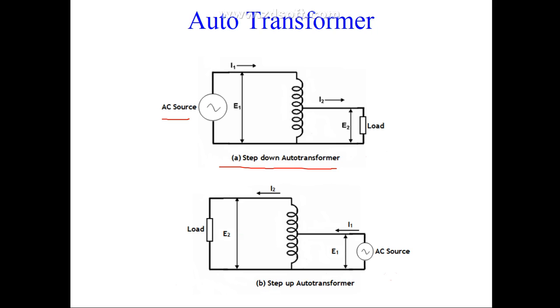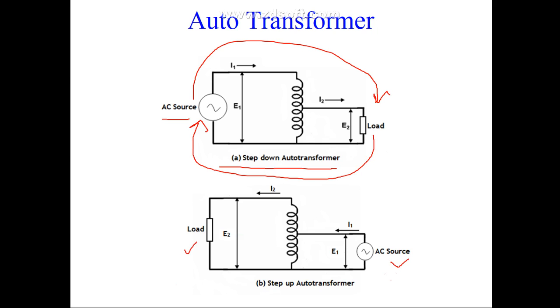And if you change the position of source and load, now you see source is here, load is here, naming is also changed, E1, I1. Then you will see the number of turns on the primary side, the AC source side, is less, only this much, and the number of turns on the secondary side is high, so it will become a step up transformer. You will get high voltage on the secondary side.